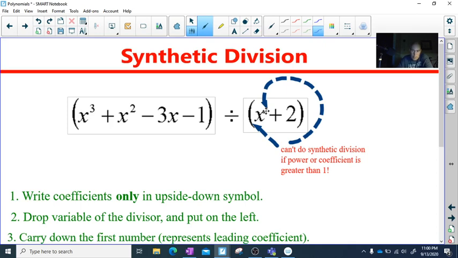So if you're just dividing by x plus or minus a number, you can use what I'm going to show you here called synthetic division. Now the good news is this is really quick and easy, and probably once we get going here with polynomials, we're going to use this like 95% of the time, maybe even more than that. That's the good news. However, you do still have to be able to do long division of polynomials.